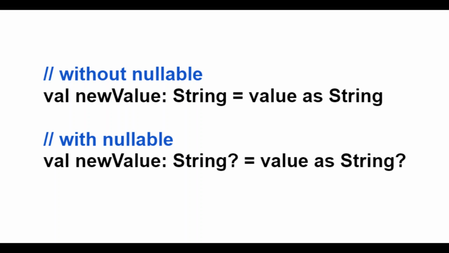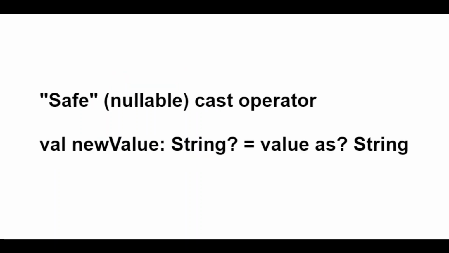To make the code work for null values, use the nullable type on the right hand side of the cast, as given on the screen.